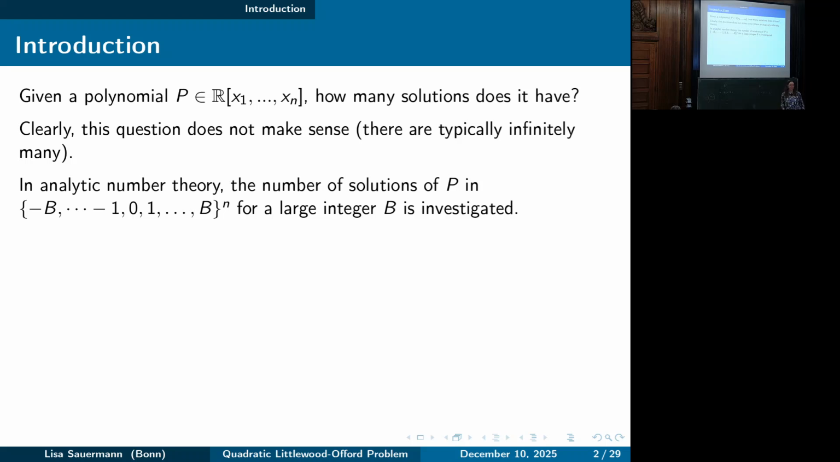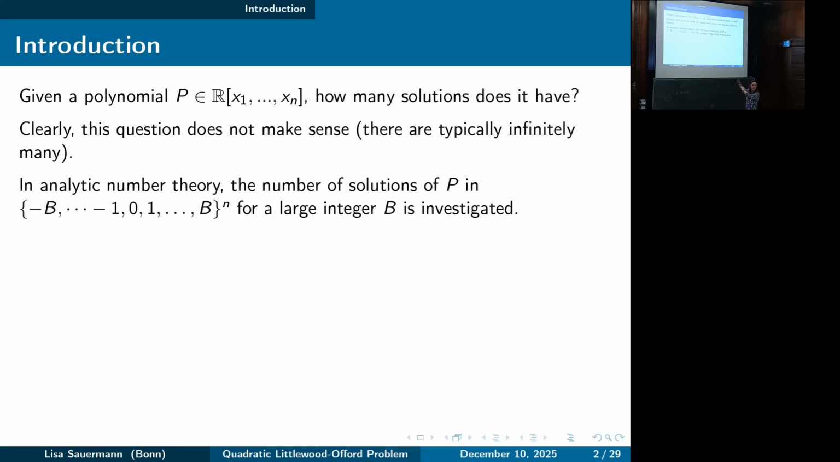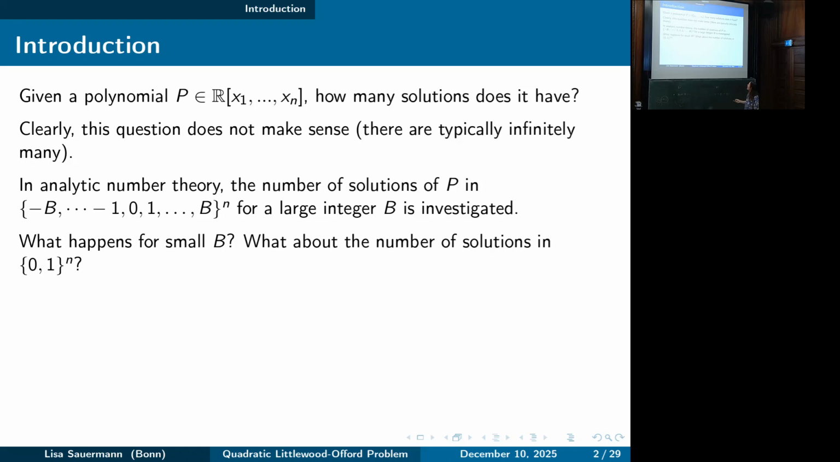A question that some people ask in analytic number theory is, how many solutions does it have in a box of the form, the integers from -b to b to the n, so that's some bounded box. We can count the number of solutions. Typically in analytic number theory, people ask this question when the polynomial and therefore n is fixed, and then b is taken to be very large, and then they investigate this. This is very interesting, but that's not the topic of today's talk. Today we ask the opposite question: what happens if we take b very small?